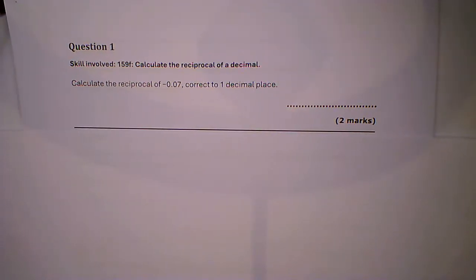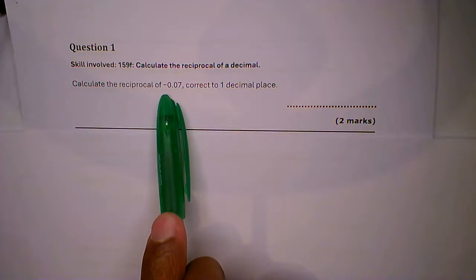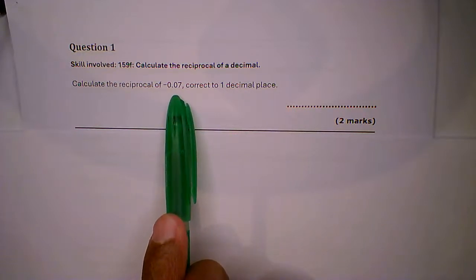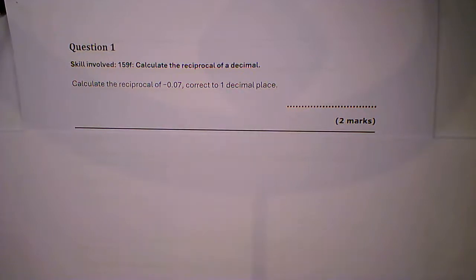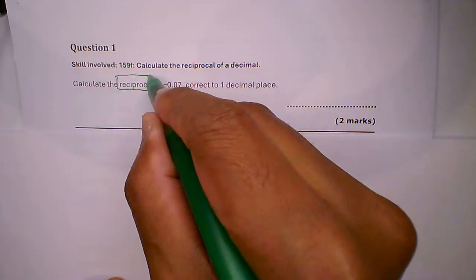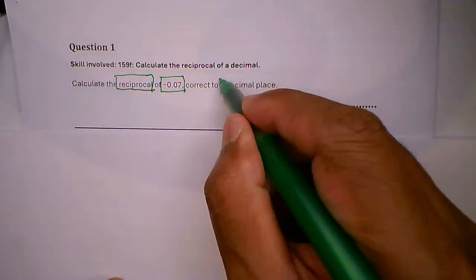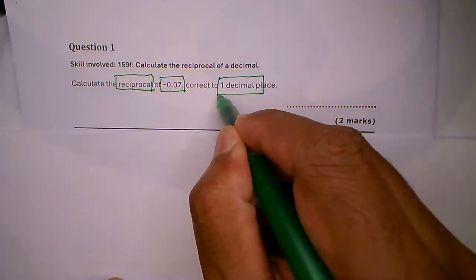Here is question 1. Off you go. Question 1 says, calculate the reciprocal of minus 0.07 correct to 1 decimal place. So we've got a few things here. We've got reciprocal. What does reciprocal mean? Of minus 0.07, and we need it to be 1 decimal place.